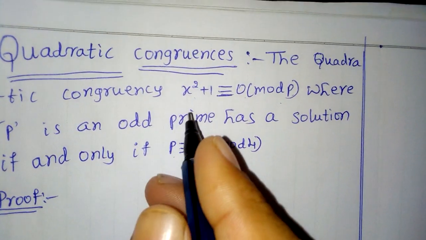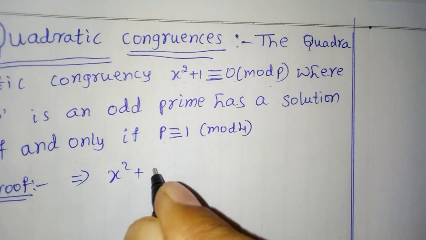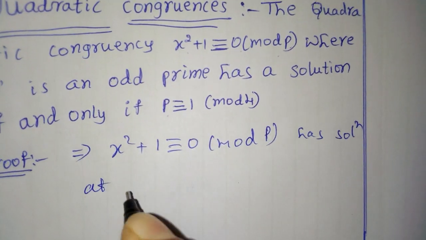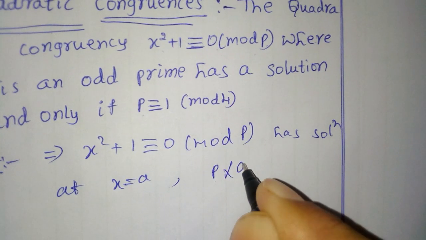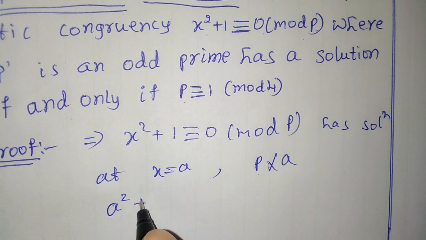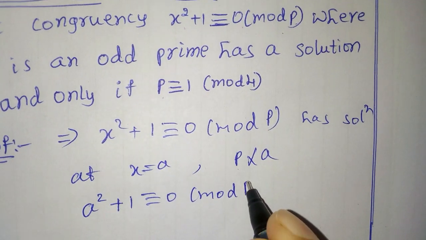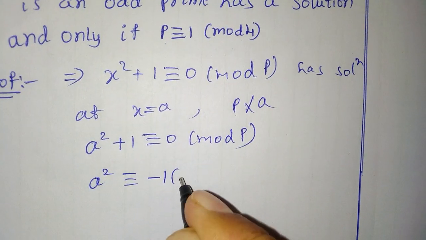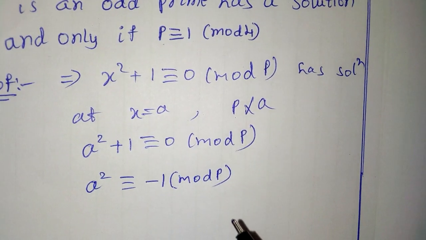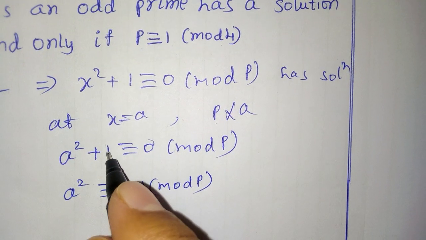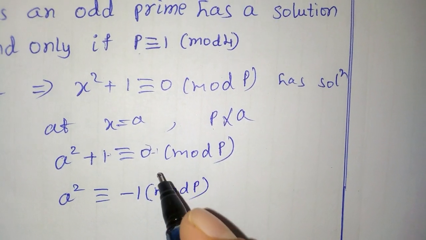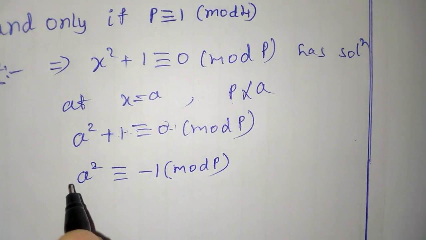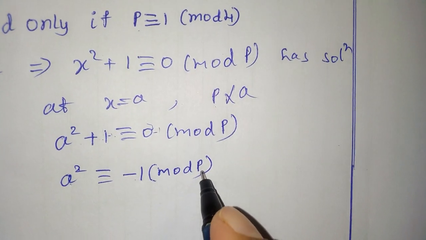Now assume that this quadratic congruence x squared plus 1 is congruent to 0 mod p has a solution x equal to a, where p does not divide a. Now this becomes a squared plus 1 is congruent to 0 mod p. We can write this as a squared is congruent to minus 1 mod p, because if we subtract 1 on both sides, then 1 minus 1 is 0, so a squared remains, and minus 1 remains on the other side. So a squared is congruent to minus 1 mod p.